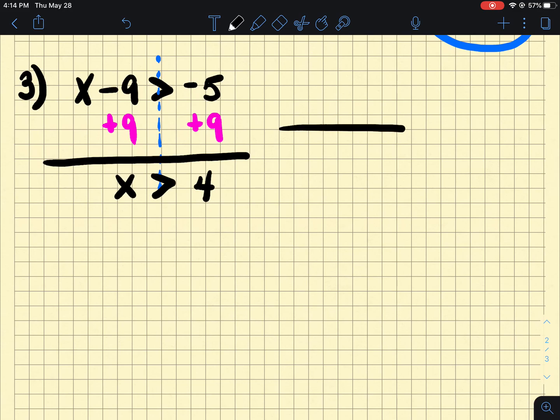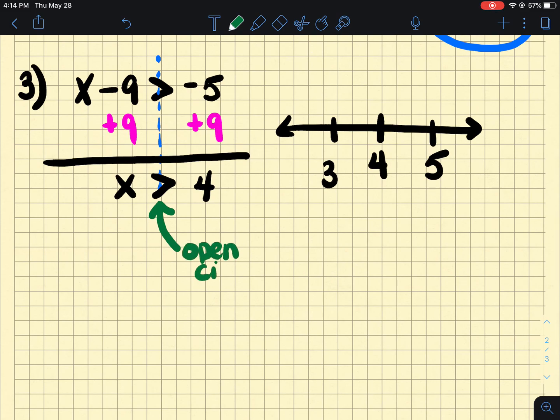Okay, we're going to draw a number line. In the middle of our number line goes our boundary, which is 4. And then we're going to do the 2 numbers on either side of it. Now we have to decide open or closed circle. So we look at the less than or equal. There's no line under it, so that means open circle on the 4.